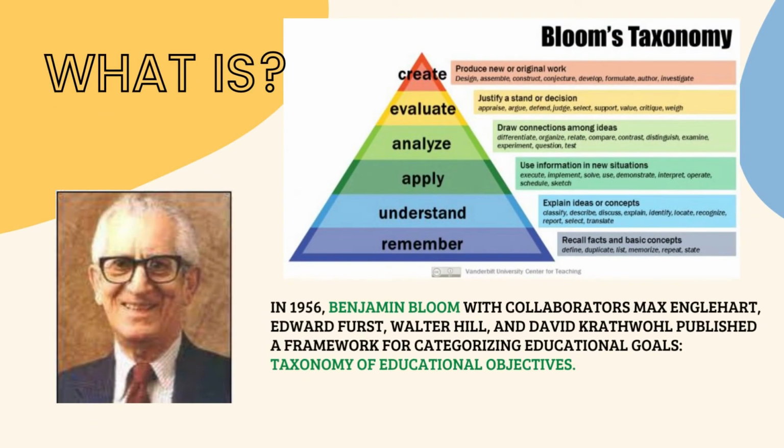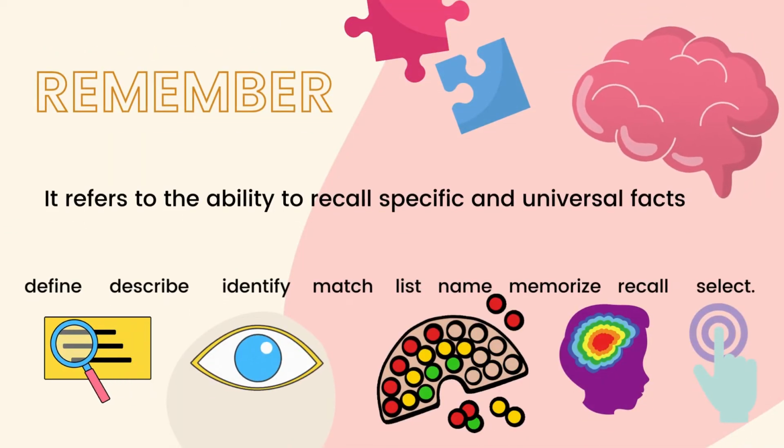In 1956, Benjamin Bloom, with his collaborators Max Engelhardt, Edward Fuchs, Walter Hill, and David Caldwell, published a framework for categorizing educational goals that was called Taxonomy of Educational Objectives. Nowadays, we know it as Bloom's taxonomy. This taxonomy is represented in a pyramidal model indicating the highest levels are harder for the students to acquire these educational goals. The first level is remember.